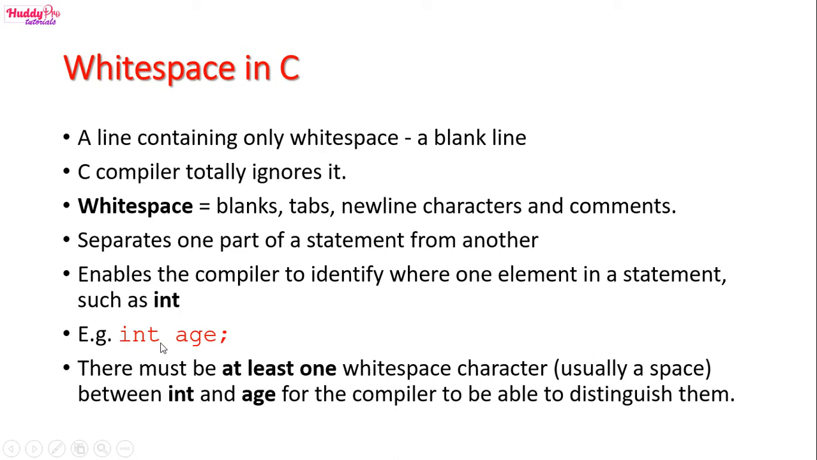So in this example, you are seeing int, white space, age. Even if you use a tab, you use the space key, or you use many spaces, doesn't matter in C. But as long as you put a white space, then it shows that these two words are different and it separates the two words. So there must be at least one white space character, usually we use a space, between int and age for the compiler to be able to distinguish between them.